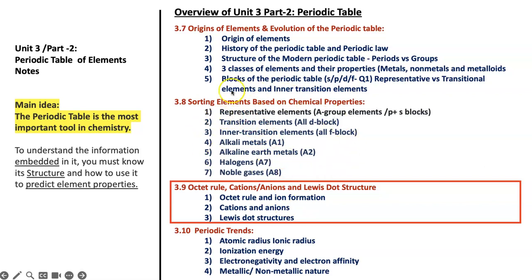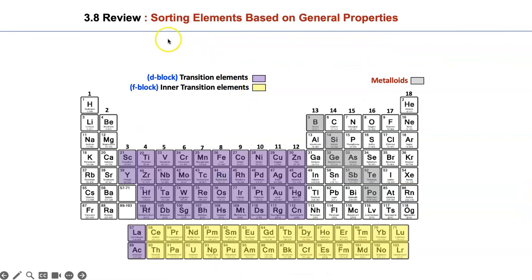In the last lesson, we learned about sorting elements based on chemical properties. The new things we learned were properties and locations of transition elements, representative elements, inner transition elements, alkali and alkaline earth metals, halogens and noble gases. This is what we are going to learn today. And so let's review what we learned in the previous lesson in a slide.